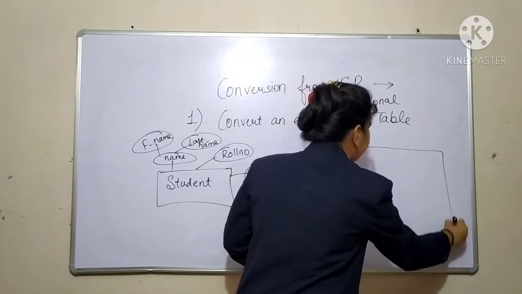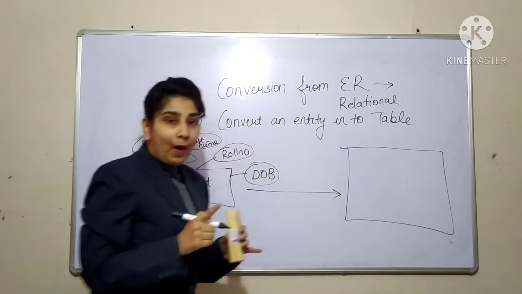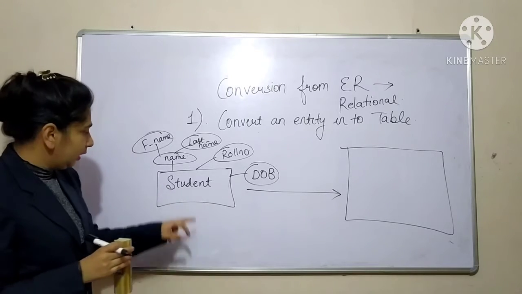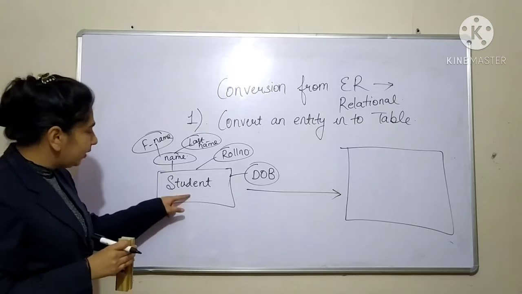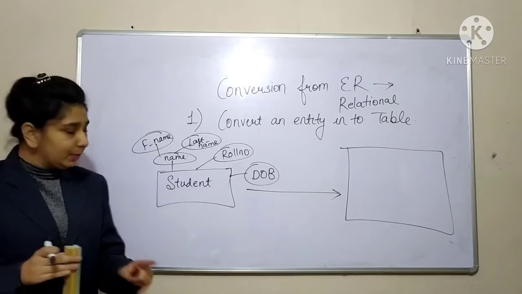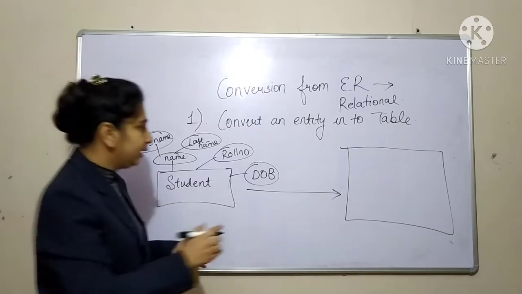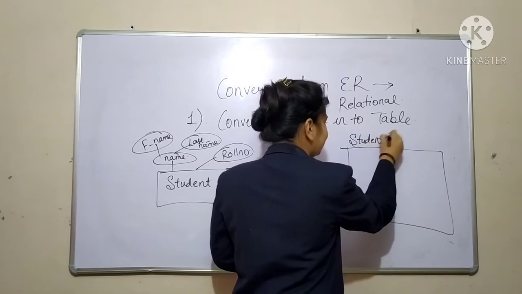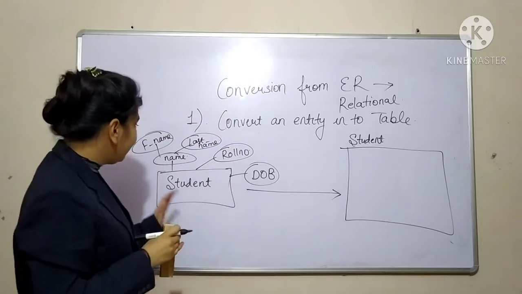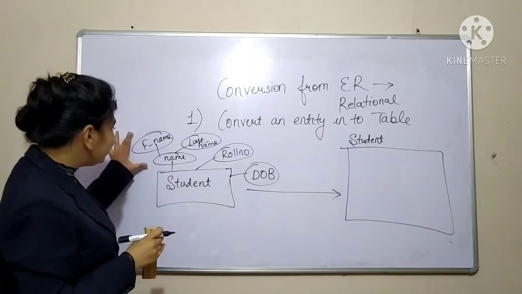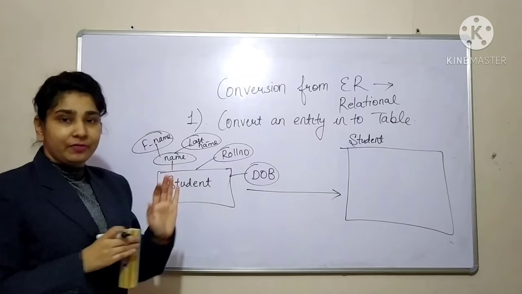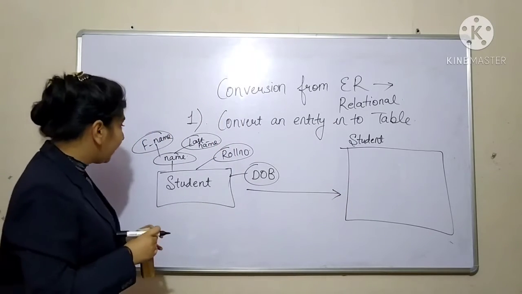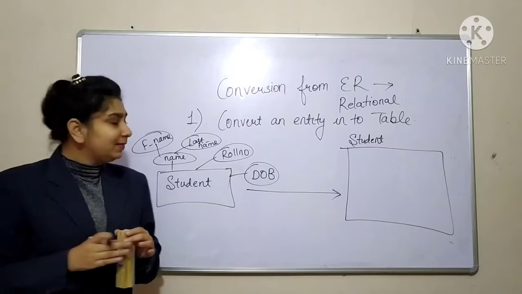For one entity we have one corresponding table. For this one entity we will have only one table corresponding to it. So we are making the student entity table. Next we have to include all these attributes in this student table. And let me tell you one thing.